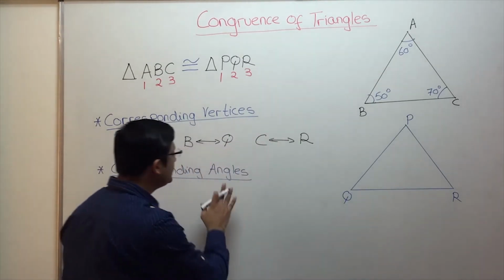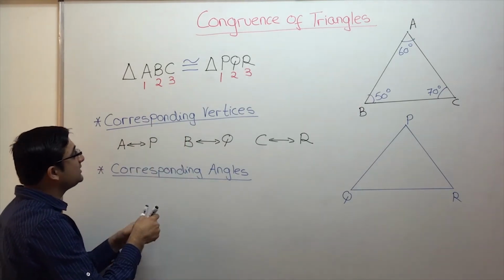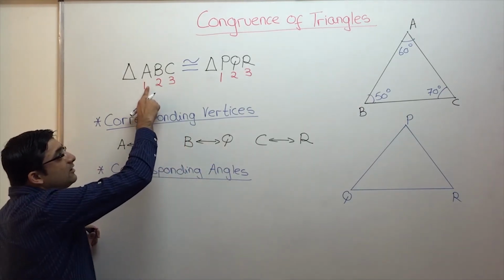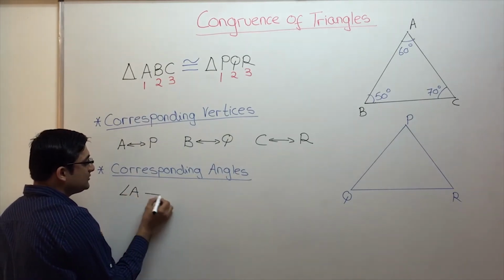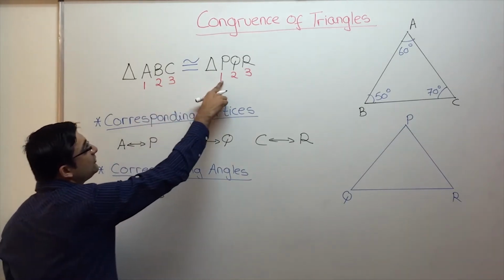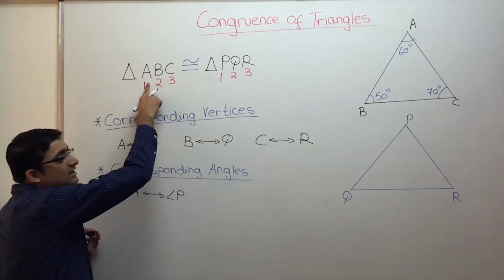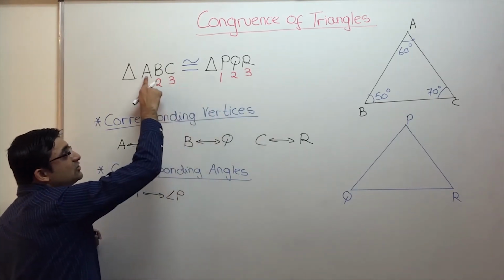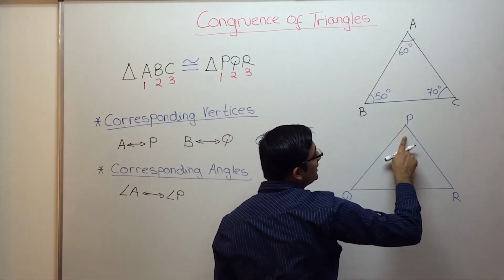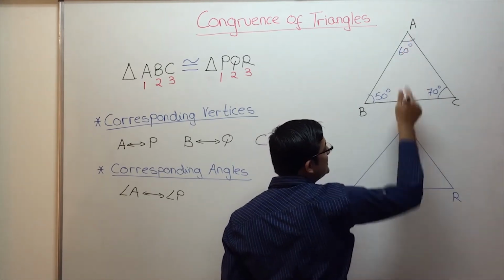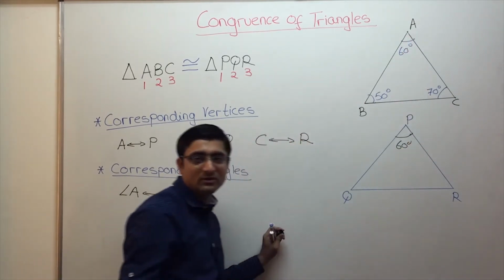For that, we use corresponding angles. So how do we get it? Same as we get corresponding vertices. First letter over here is A. So angle A corresponds to the first letter over here, P, that is angle P. I repeat, first letter corresponds to first letter. So angle A corresponds to angle P. That means if angle A is 60 degrees, angle P is also 60 degrees. This is what it means.